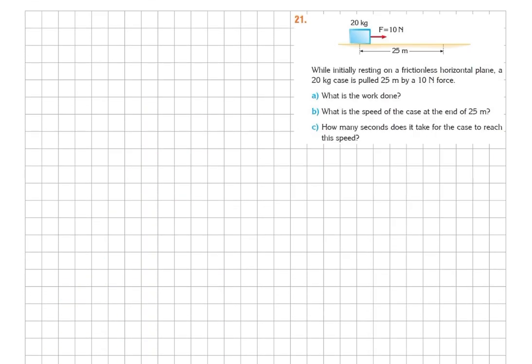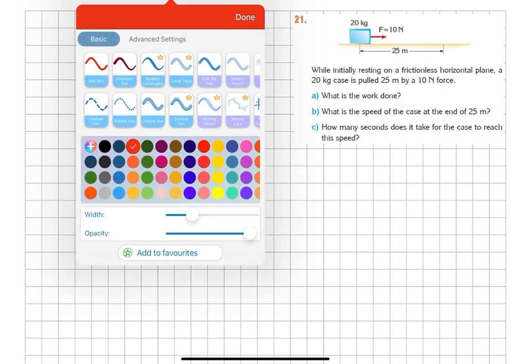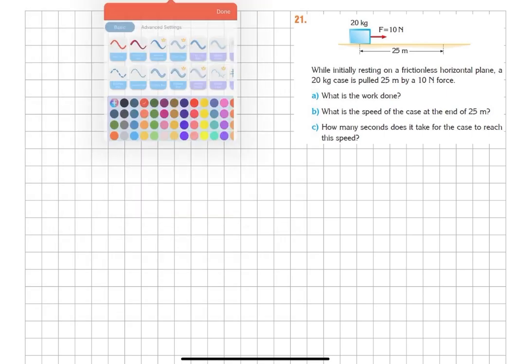Question 21. While initially resting on a frictionless horizontal plane, a 20 kg case is pulled 25 meters by a 10 newton force. What is the work done? What is the speed of the case at the end of the 25th meter? How many seconds does it take for the case to reach this speed? So we use different formulas. Here we also have to use kinematics equations. Okay, solve it.